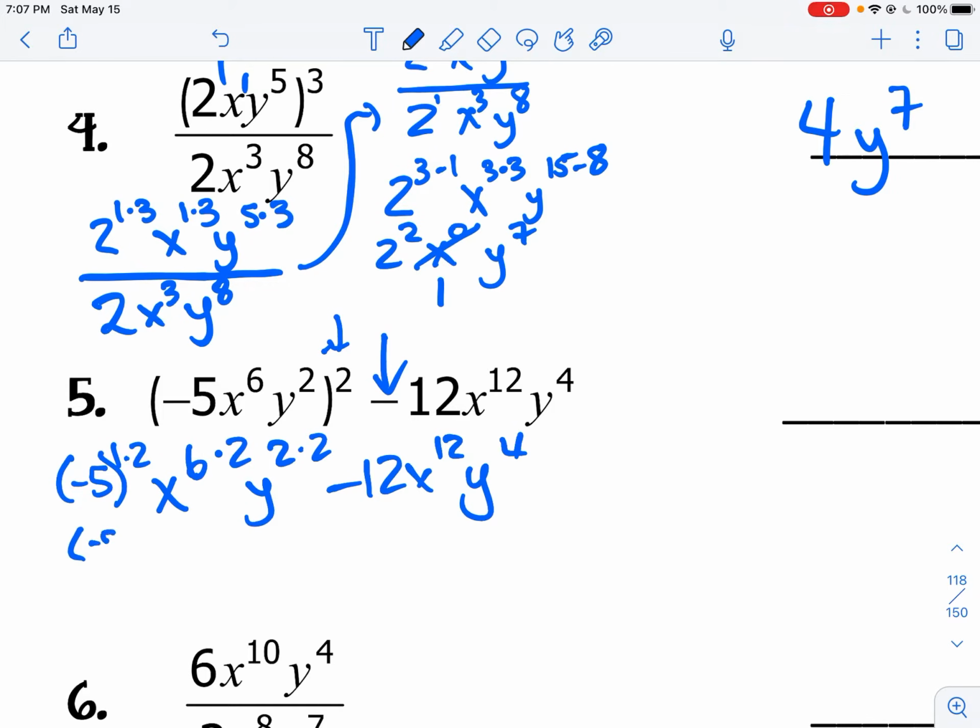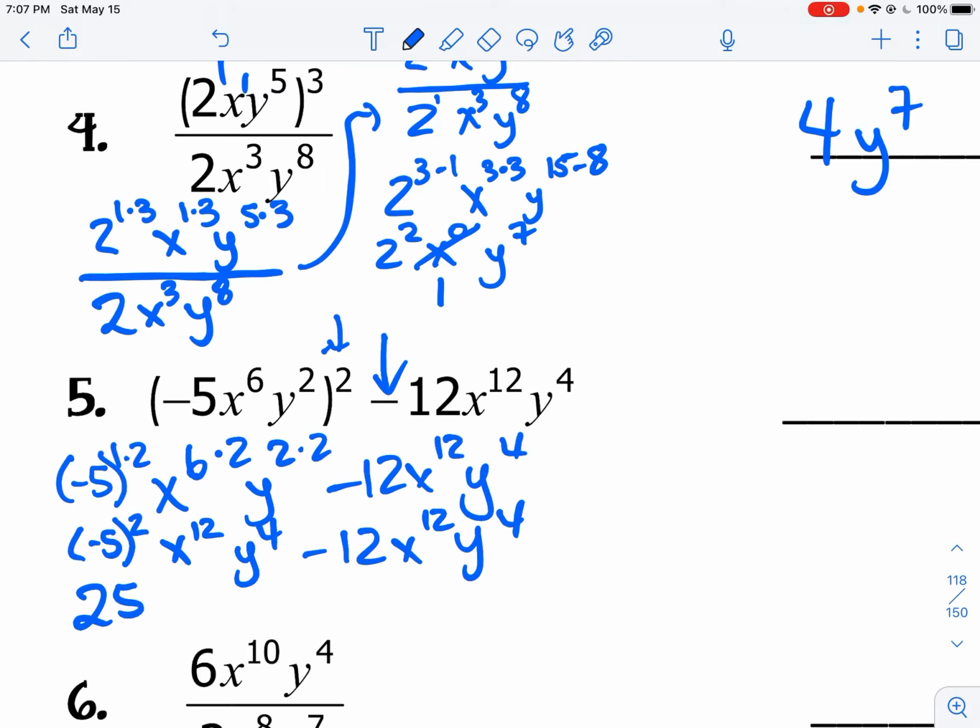This would get negative 5 to the second power, x to the 12th power, y to the 4th power, minus 12x to the 12th power, y to the 4th power. Now, this becomes 25 because negative 5 times negative 5 is 25.